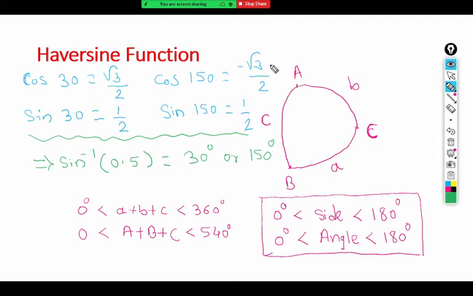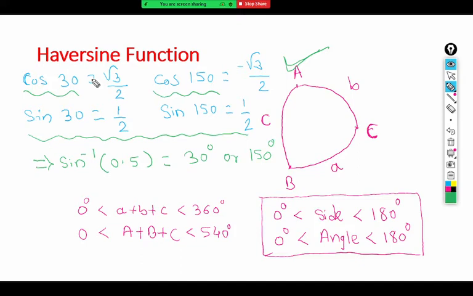Cos inverse of minus root 3 by 2 is 150 degree only. There is a unique answer for the cosine function, so the cosine function doesn't have any issue. There is an issue with the sine function only. When we take a sine inverse, we generally get two angles in the range 0 to 180 degree. So this ambiguity we have to solve, or we have to decide the correct angle.